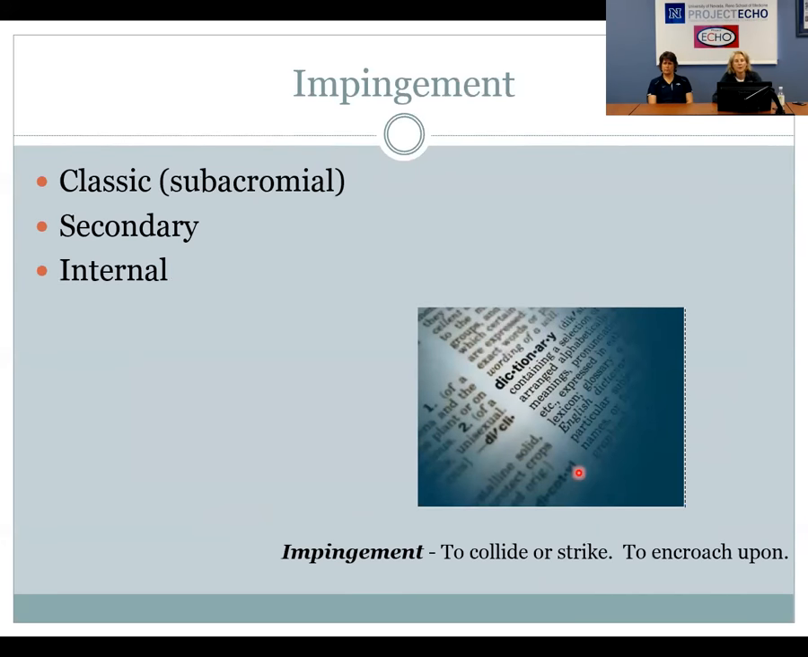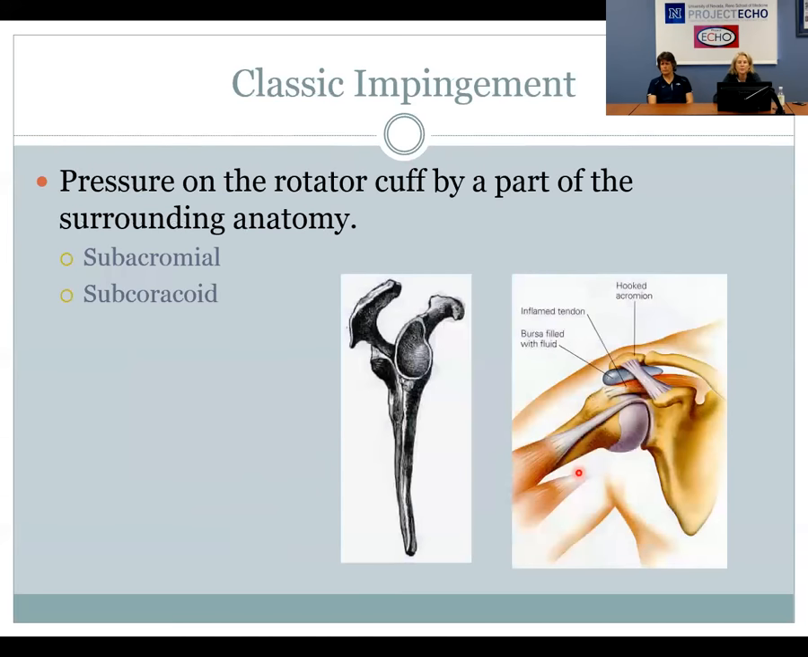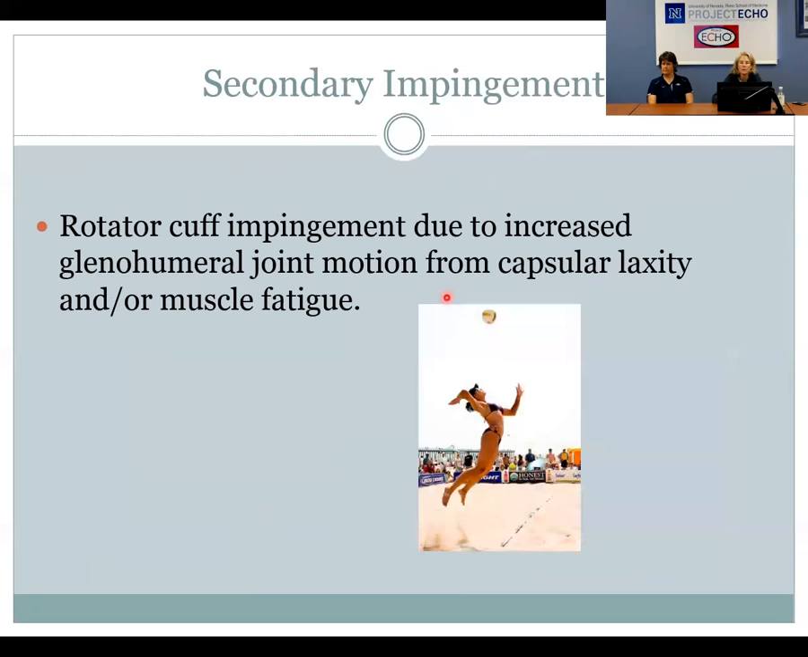So let's talk a little bit about impingement, also something that can occur in the overhead athlete. It doesn't necessarily involve a tear, but involves pain, inflammation, and typically pressure on the rotator cuff by a surrounding part of the bony anatomy, whether it be the acromion or the coracoid process. Here's the acromion, and this is the coracoid process. You can see this in the picture on the right. Usually you get a bursa that's filled with fluid with an irritated rotator cuff, usually from repetitive or overhead use.